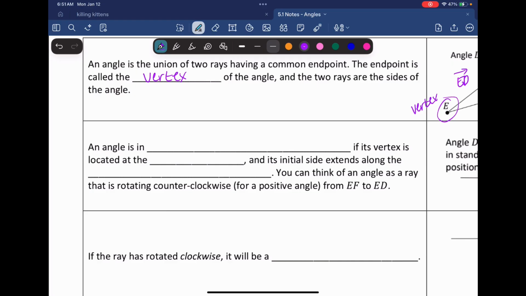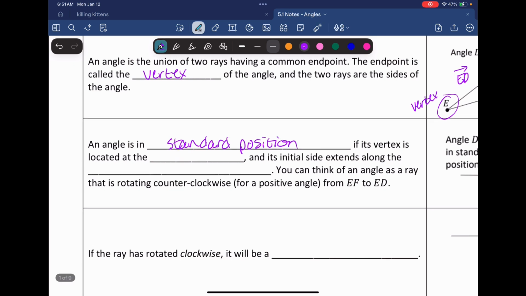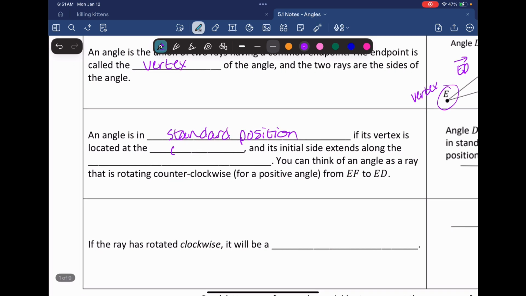All right, an angle is in standard position if its vertex is located at the origin and its initial side extends along the positive x. So an angle is a ray that's rotating counterclockwise. And if you're able to, I want you to highlight or underline this. Counterclockwise is a positive angle.